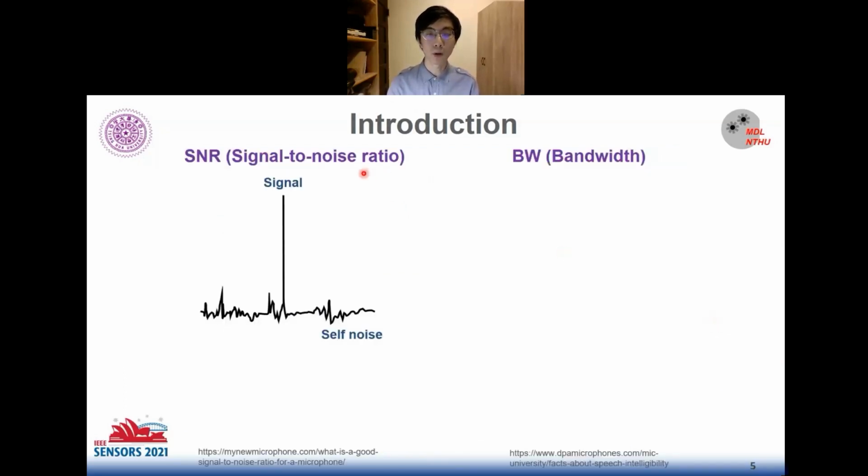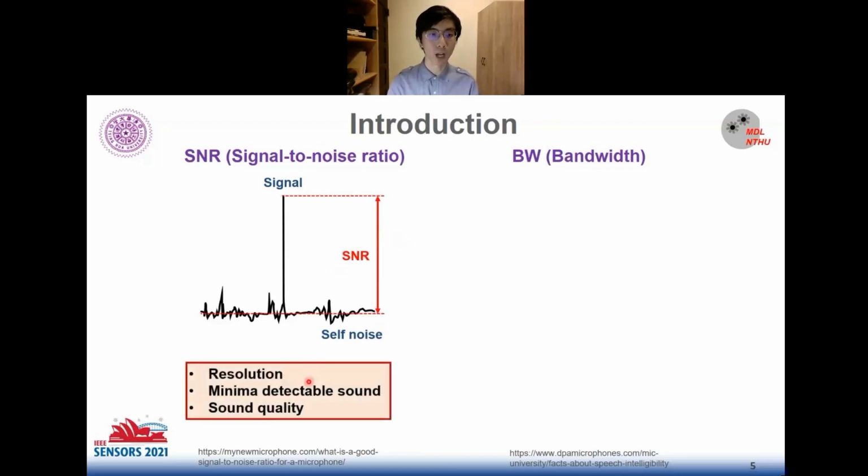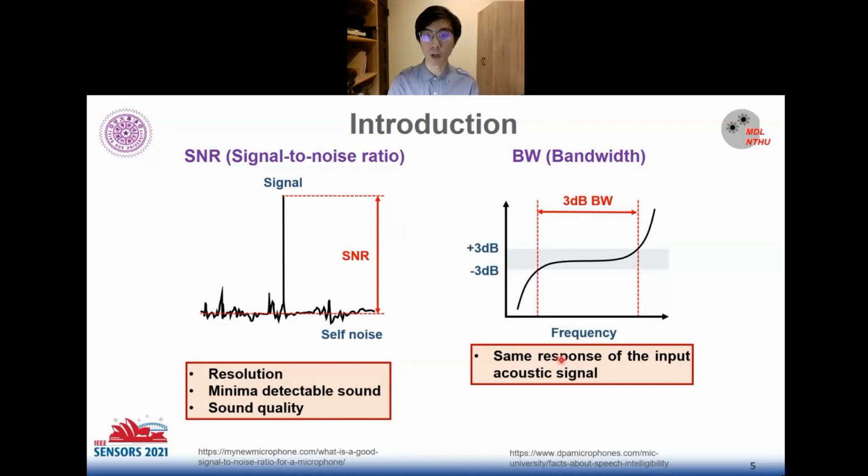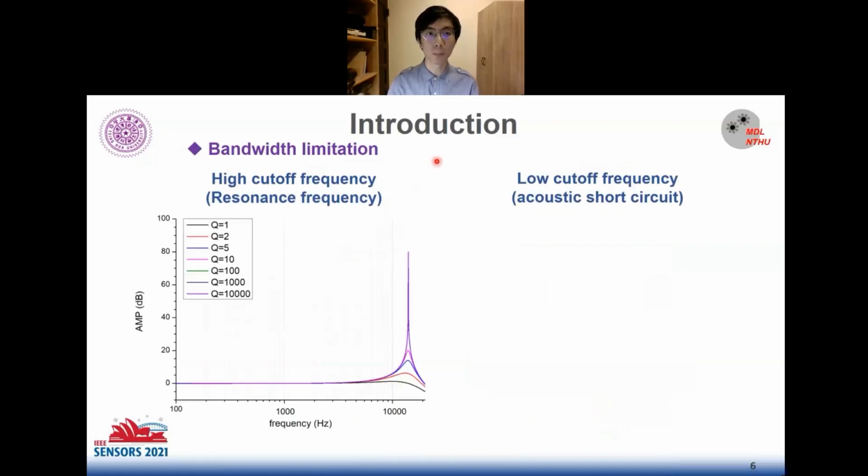And go on with the two key parameters of the microphone. First is the signal-to-noise ratio. Signal-to-noise ratio is defined as the difference from signal to self-noise. If we can achieve high signal-to-noise ratio, we can get higher resolution and better sound quality. And for the bandwidth is the region we can get the same response of the input acoustic signal. In this study, I focus on the speech recognition application, so the bandwidth will be designed between 0.5 kHz to 8 kHz. Let's talk more about the bandwidth.